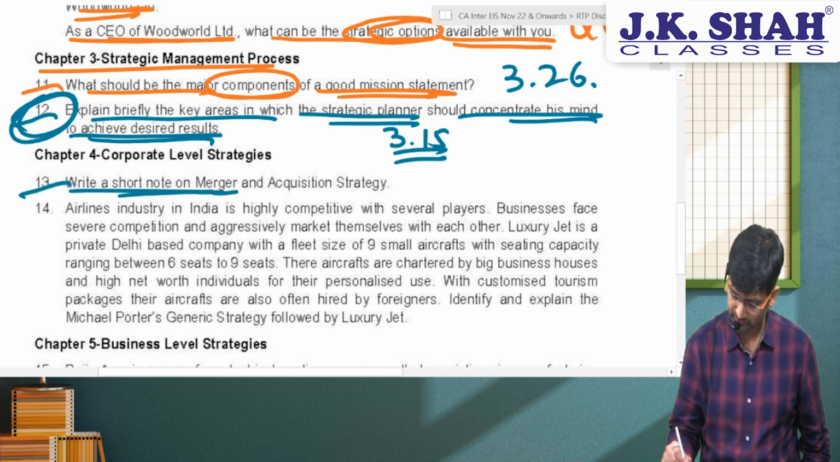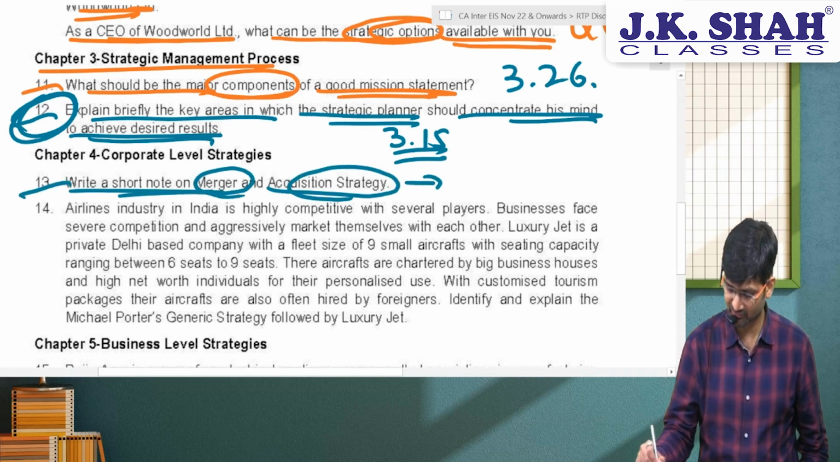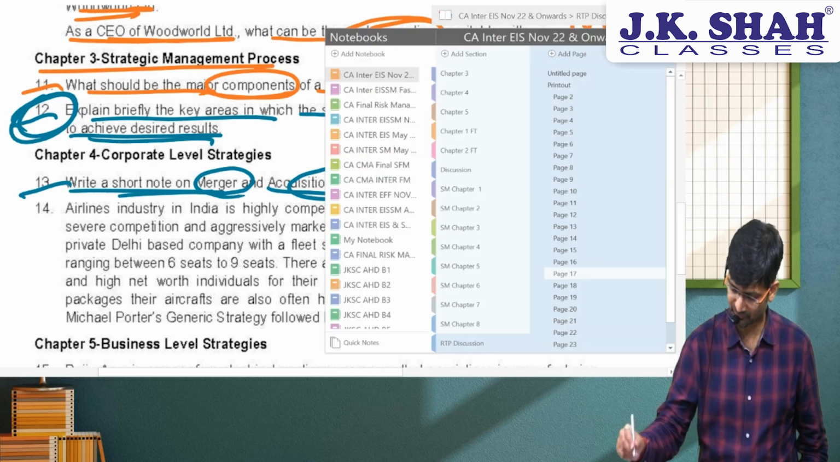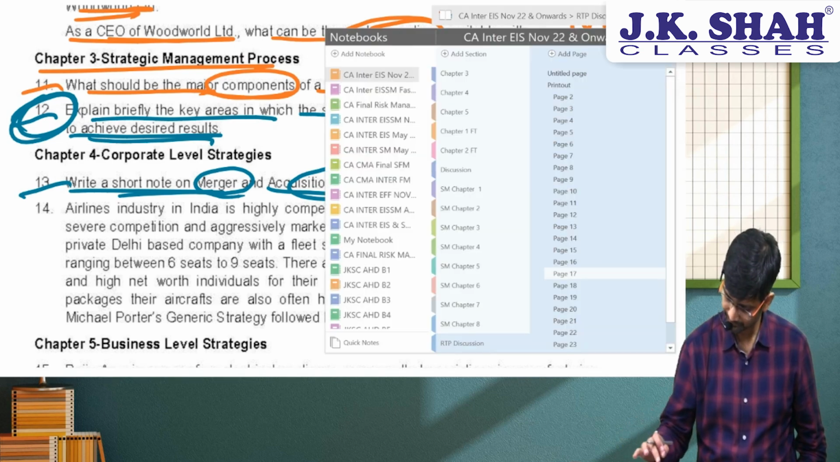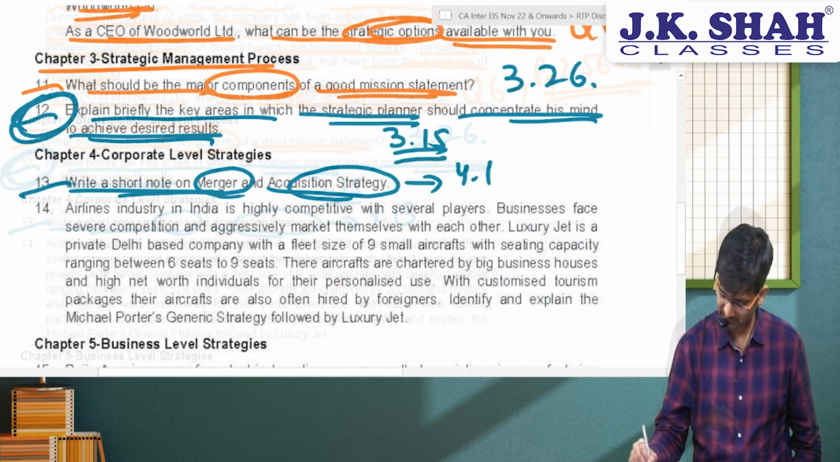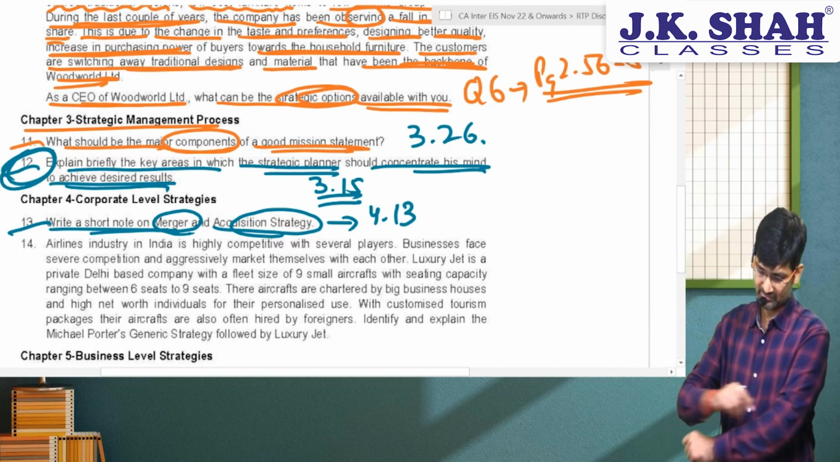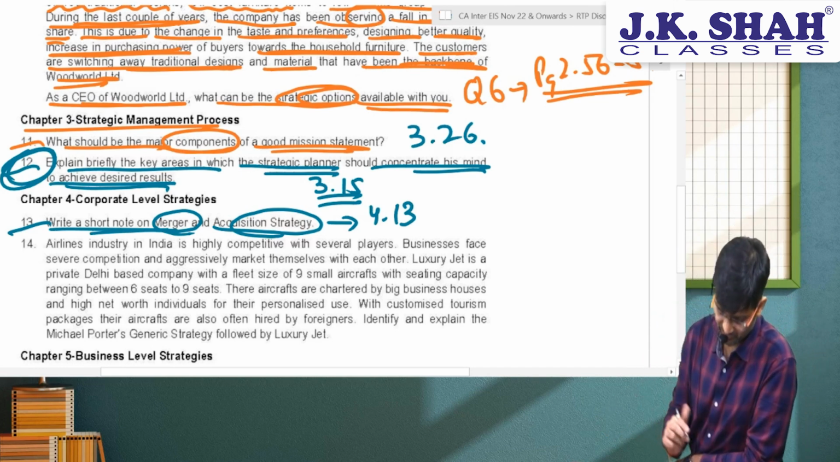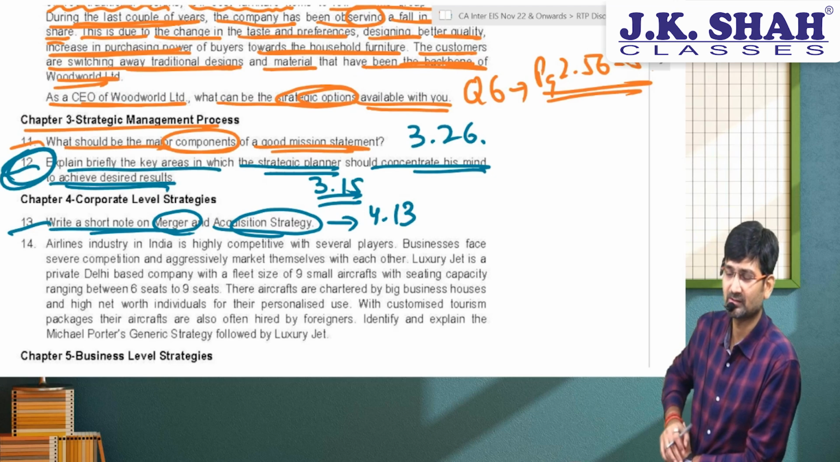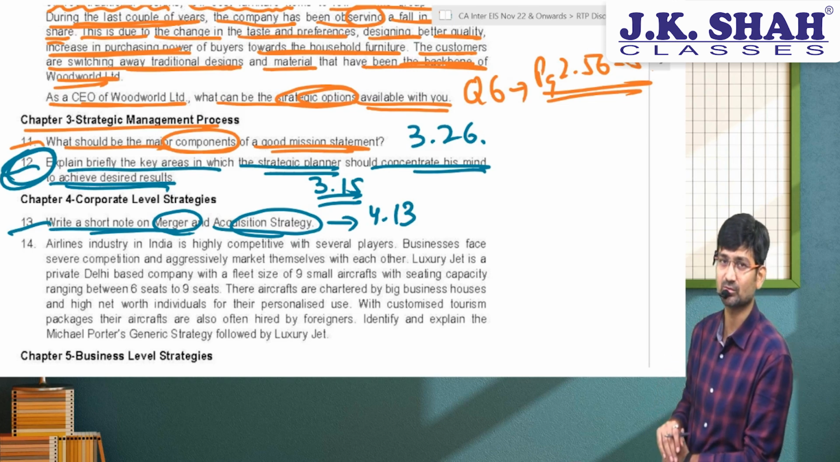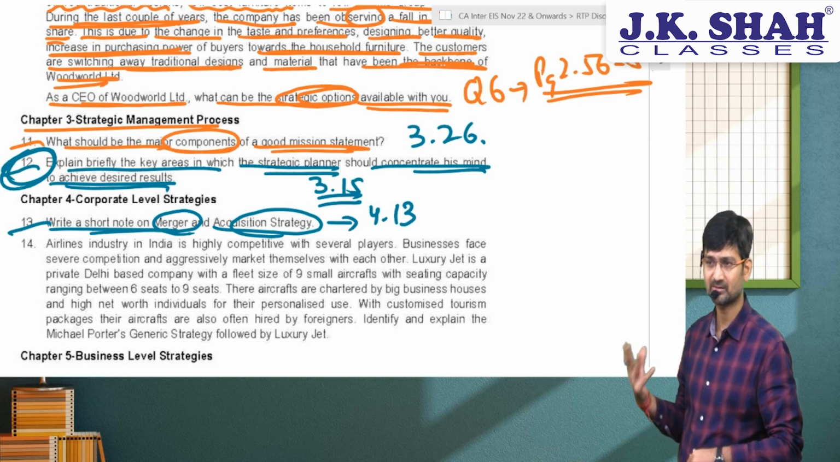Write a short note on merger and acquisition strategy, a direct question from the book. This is chapter 4, 4.13, mergers and acquisitions. So you have to write a normal note. In our book we have a paragraph on what are mergers, what are acquisitions, what is the difference between mergers and acquisitions, how is that an important way of business growing externally. Just write a note on that.